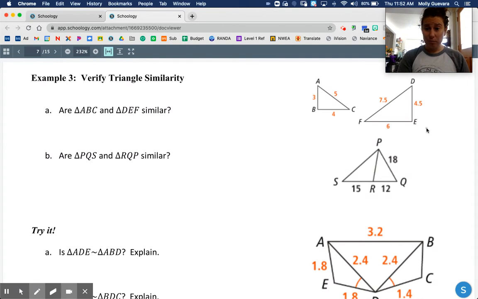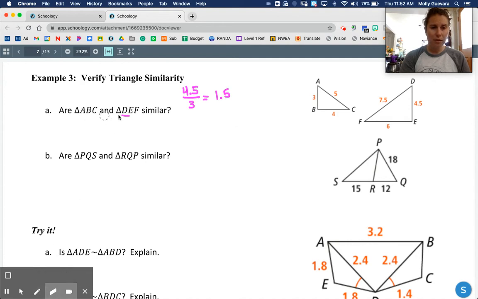So I'm just going to have to go through and set up my proportions and see if they're the same, right? So again, I'm looking at side AB, which corresponds to side DE. So that means 4.5 over 3. I usually like to do the bigger number on top, but it doesn't really matter. You can do it the other way too. You can do 3 over 4.5. So 4.5 divided by 3 is 1.5.